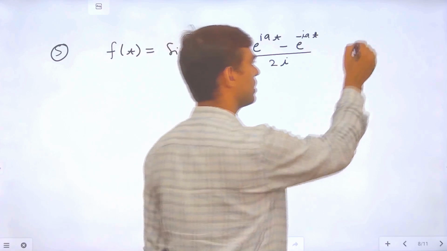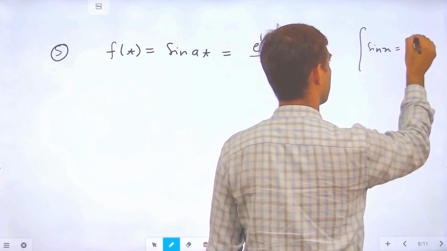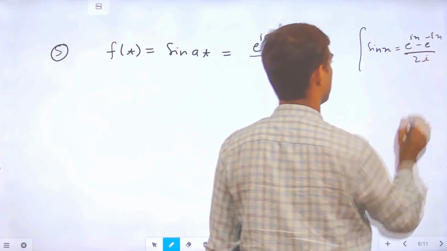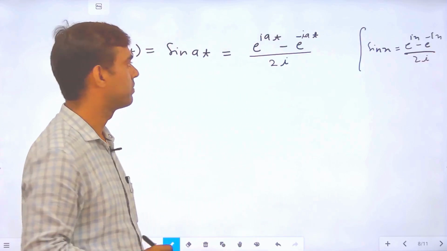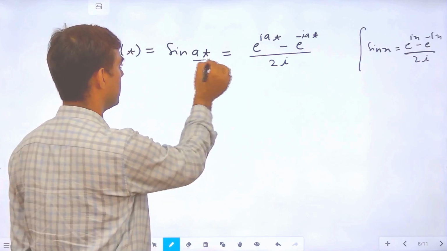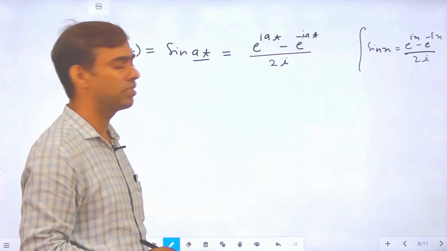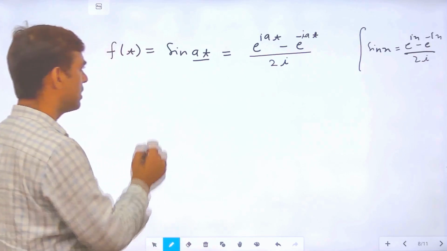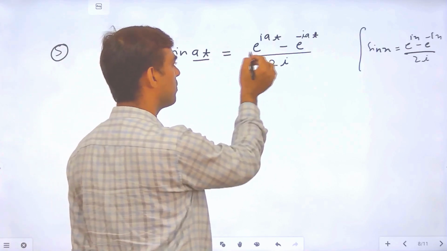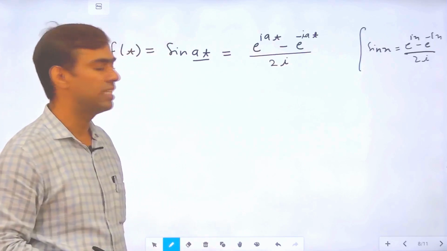Because we know that sin x equals e to the power ix minus e to the power minus ix upon 2i. So here, in place of x, we write at. So, sin at is e to the power iat minus e to the power minus iat upon 2i. Rather than finding the Laplace transform of sin at directly, we find the Laplace transform of this expression.